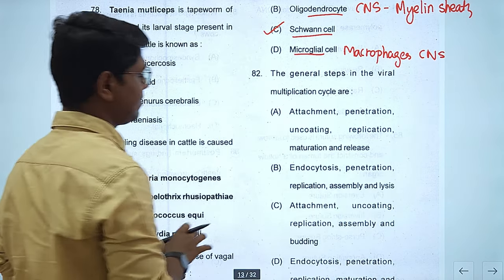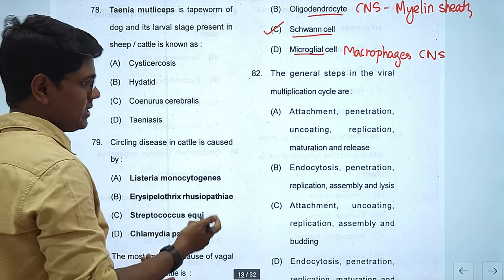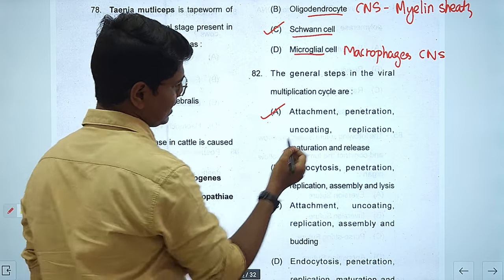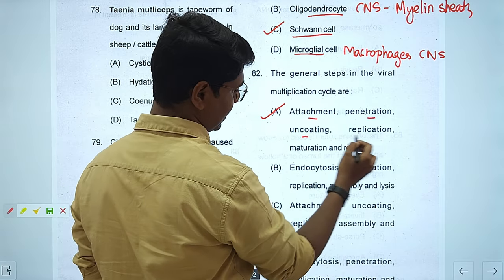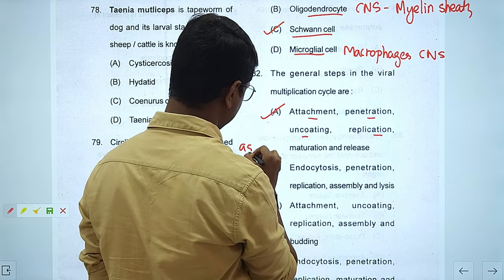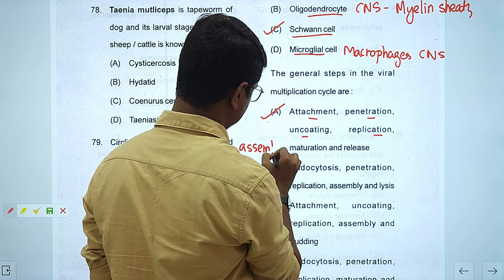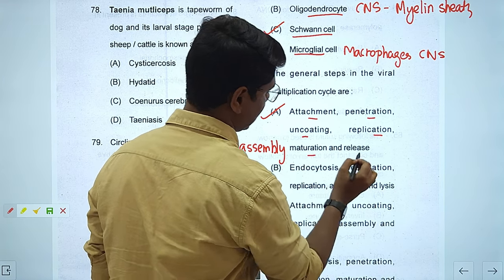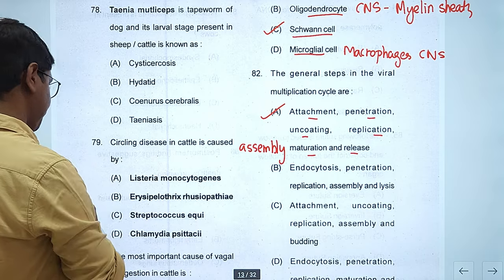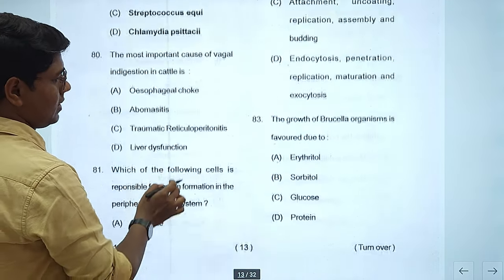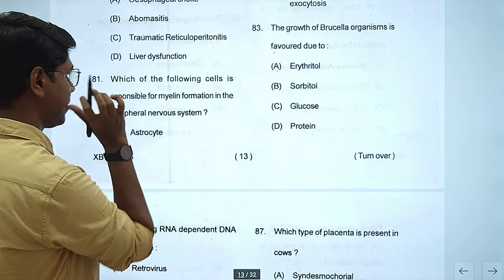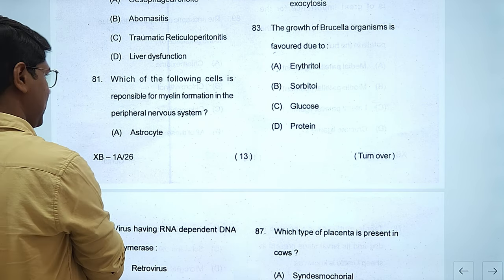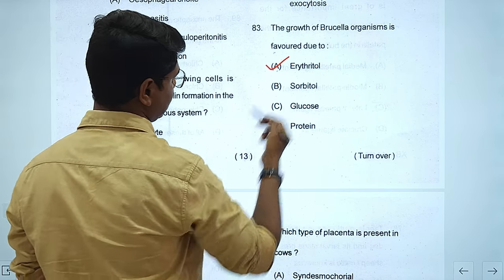The general steps in viral multiplication are, answer is A, only one step is missing. Attachment, penetration, uncoating, replication, and then assembly, maturation, and release. Okay, this is the most appropriate answer. Next, the growth of a Brucella organism is favored by erythritol. Very common question regarding brucellosis, erythritol.